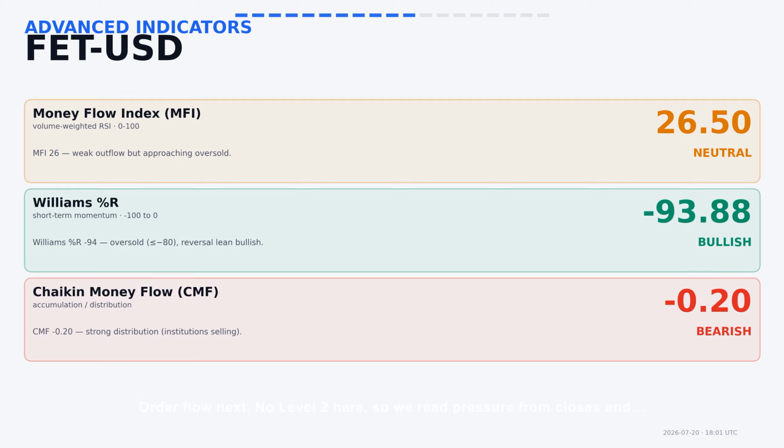Money Flow Index. The volume-weighted RSI reads 26, signal neutral. Williams percent R is at 94, bullish. Chaikin Money Flow reads 0.20, bearish. Together, these three confirm whether the volume's actually backing the price move or whether it's just speculative noise.